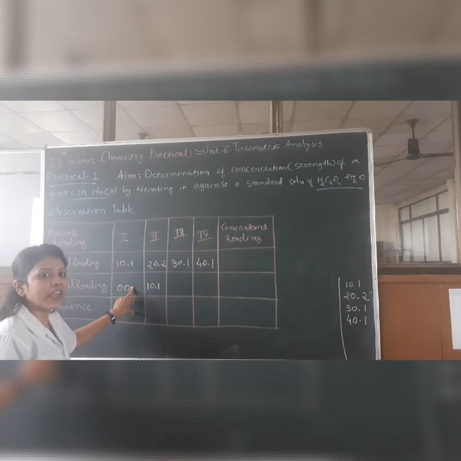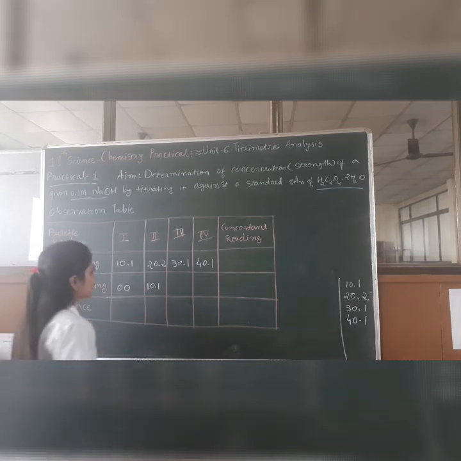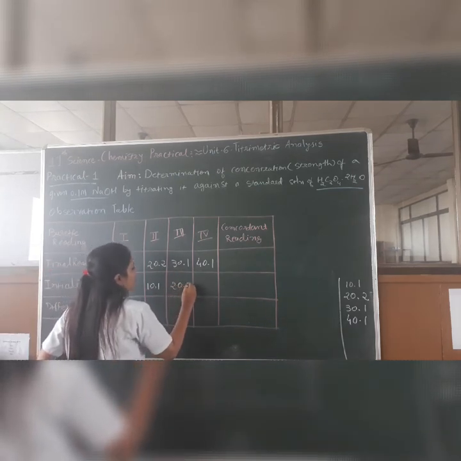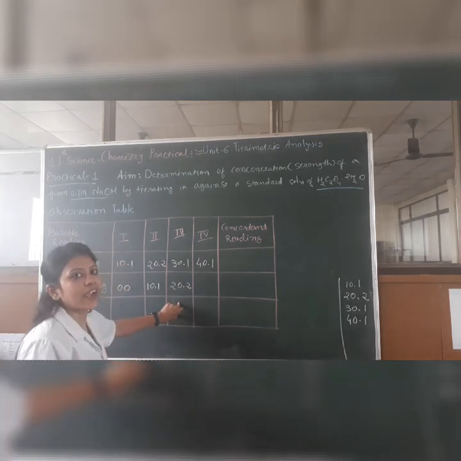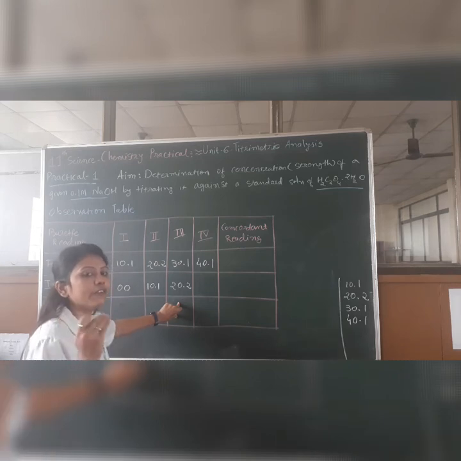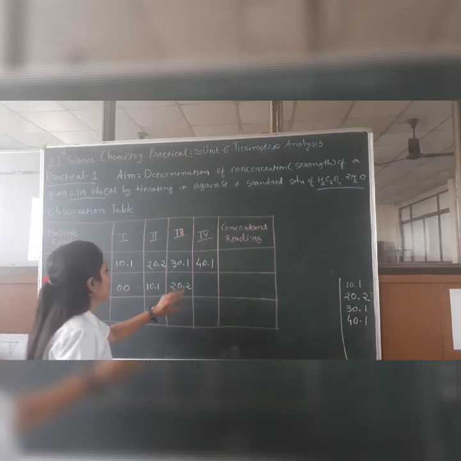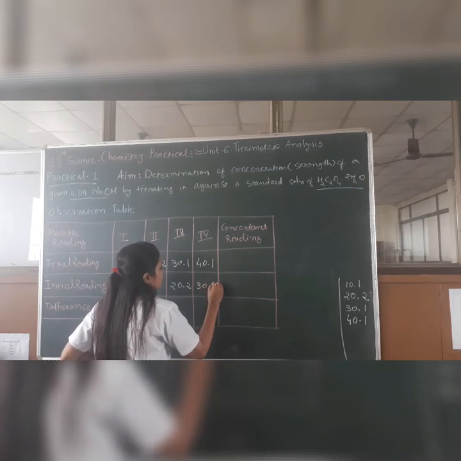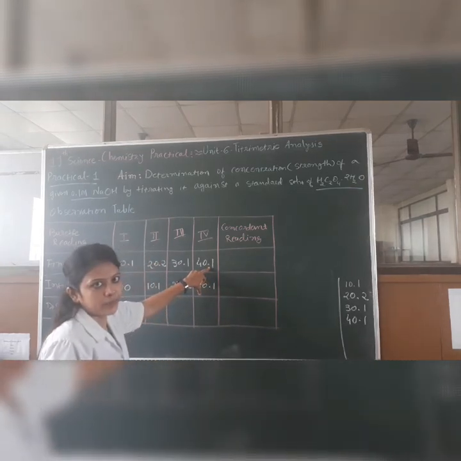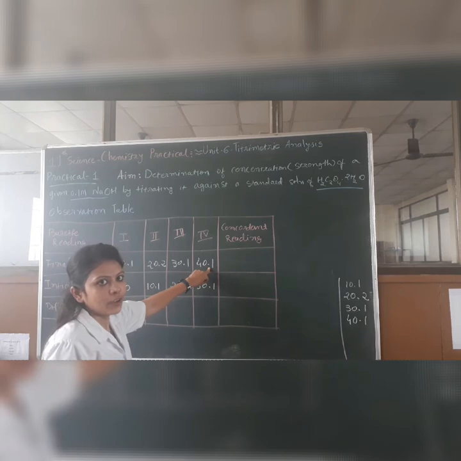But when we are taking the second reading, we have already started from 10.1. That's why we have to write 10.1 here. Then 20.2, because after the second reading we are taking the third reading. While we are taking the third reading, we continue from 20.2. Then 30.1. For the fourth reading, we have already continued from 30.1.